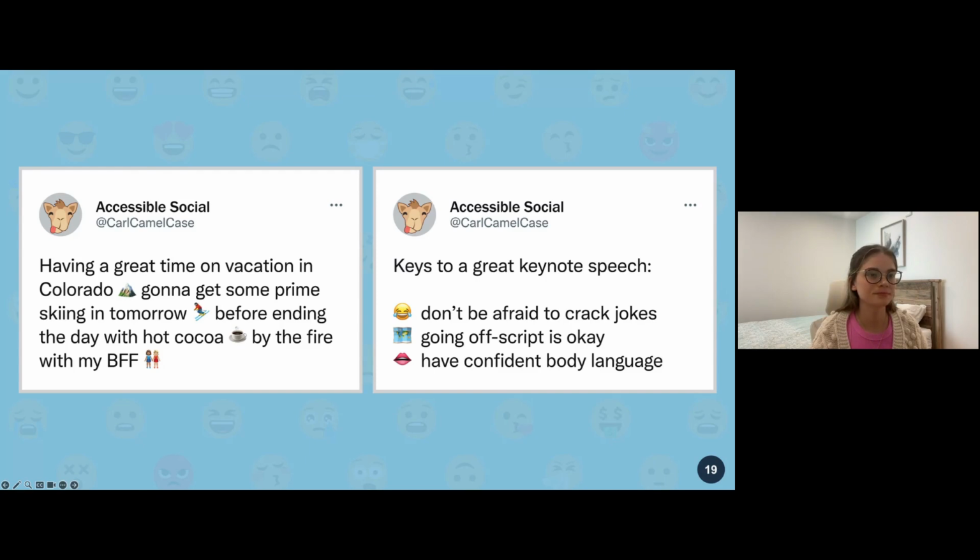Having a great time on vacation in Colorado's snow-capped mountain. Gonna get some prime skiing in tomorrow, skiing. Before ending the day with hot cocoa, hot beverage. By the fire with my BFF, women with multiple skin tones holding hands.